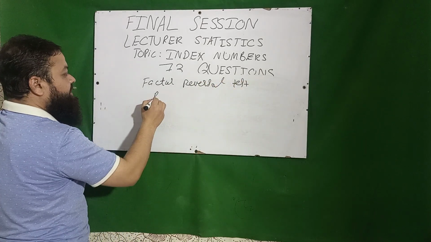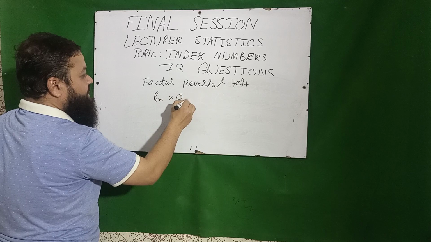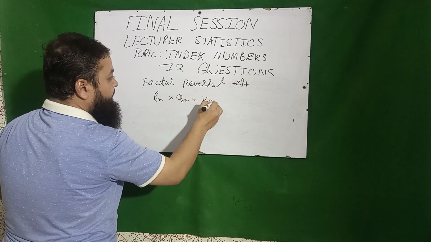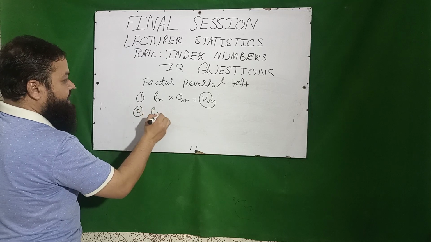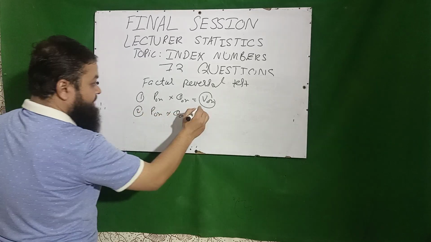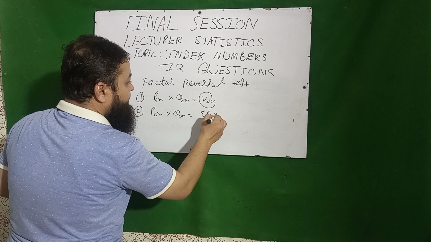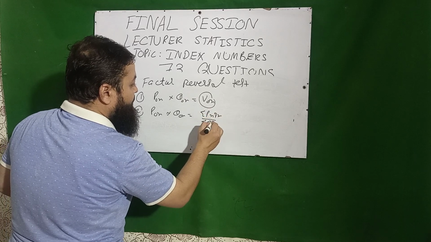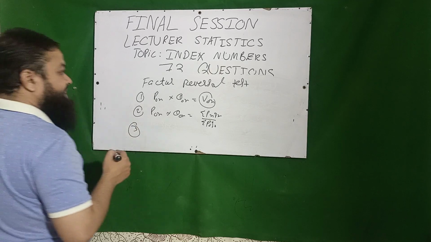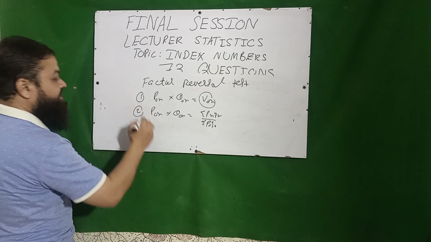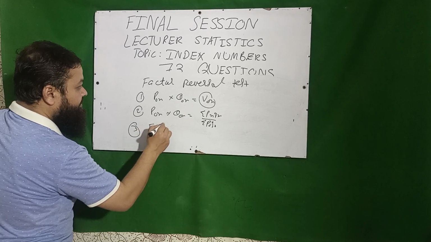Its equation is P naught n multiplied by Q naught n is equal to V naught n, which is the value index number. The first question is this much, and the second is P naught n multiplied by Q naught n. It can be asked, it is summation Pn Qn over summation P naught Q naught. And the third question is, the factor reversal test is satisfied by Fisher only.